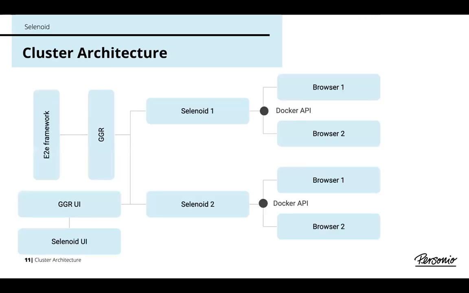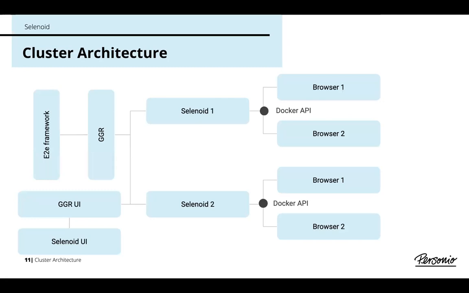So, and this is the interesting part. This is the architecture of how Selenoid behaves in the Kubernetes cluster. So this is your end-to-end framework. This is the entry point. And the framework sends a request to GGR that decides to which Selenoid to pass the request further. Then Selenoid, with the help of the Docker API, spins up the necessary amount of browsers that you've specified before in the config. And the browser and Selenoid create the session.